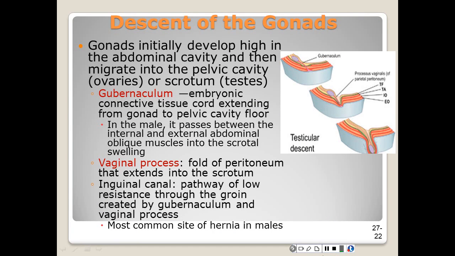Alright, so now both the male and female gonads initially develop near the kidneys, and then they start to descend. They drop into the pelvic cavity for the ovaries, or into the scrotum. So the ovaries will drop into the pelvic cavity, and the testes will drop into the scrotum region.